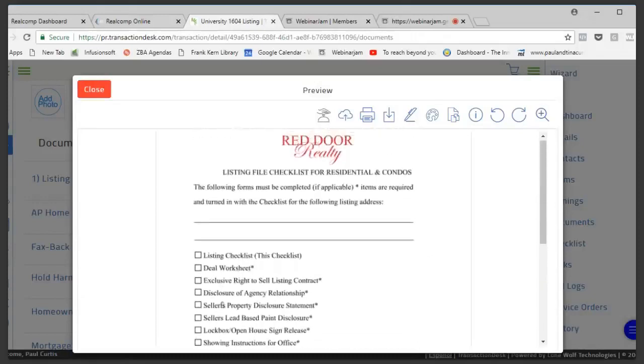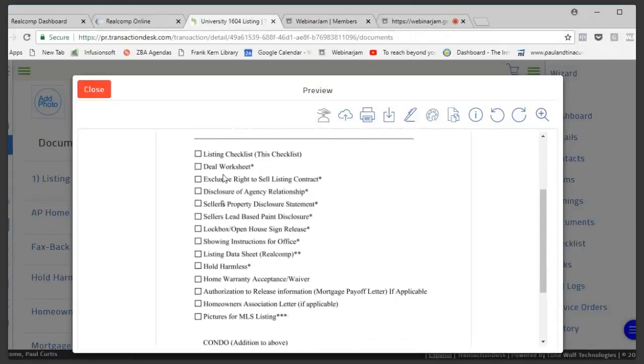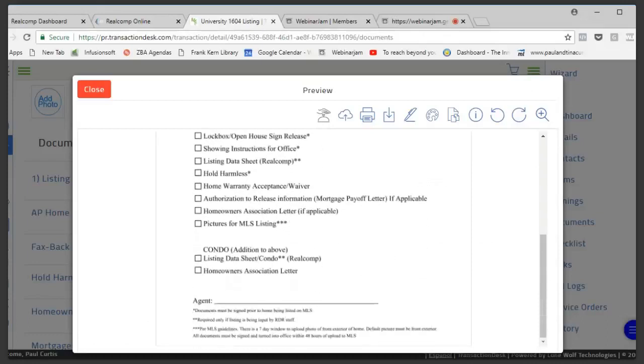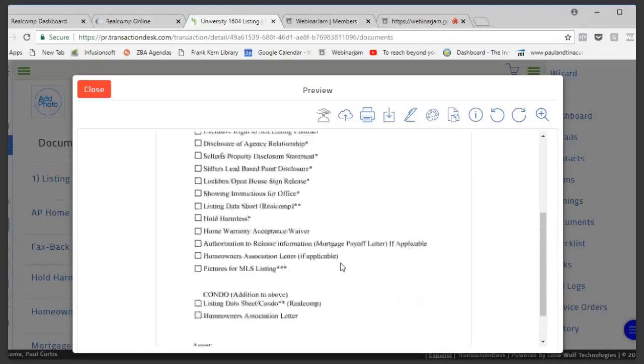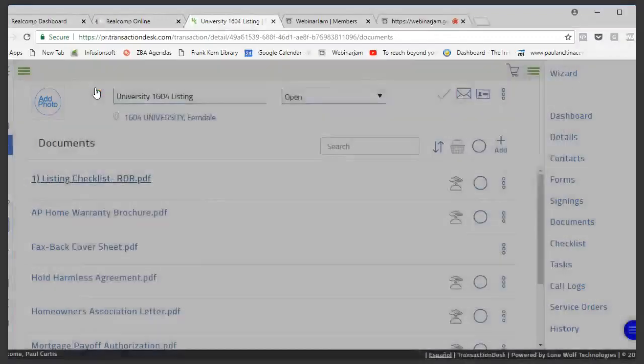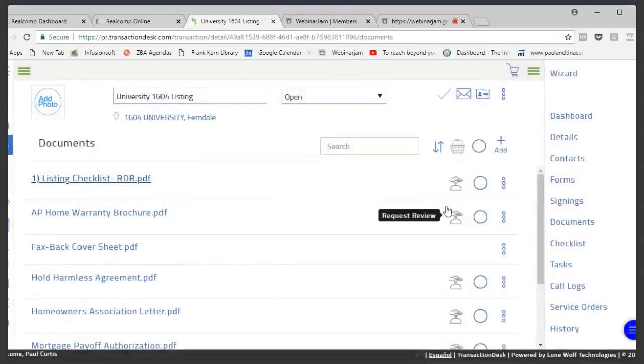This tells you everything with an asterisk is a required form. Your deal worksheet, your exclusive right to sell, disclosure of agency relationships. Oh, you know what? We're going to go over that real quick. Seller's property disclosure, lead-based paint, your open house, your showing instructions, listing data sheet. If the office is putting it in, it is required for the office. If you're doing it yourself, it is not a required form, which it says on the bottom there. The hold harmless, and then any other forms that you have. We're going to close this one, and we're just going to go back to my wizard.